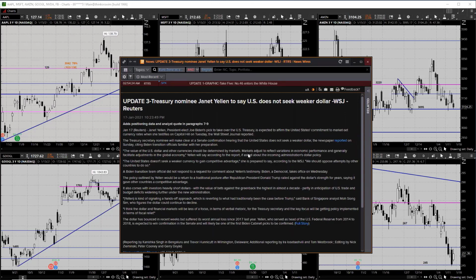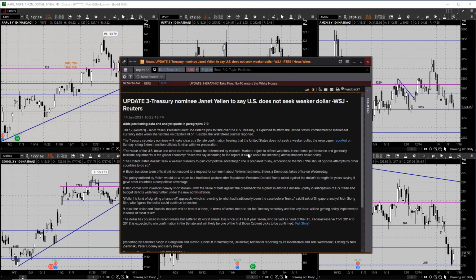It also comes with investors heavily short dollars, with the value of bets against the greenback the highest in almost a decade, partly in anticipation of U.S. trade and budget deficits. Yellen is kind of signaling a hands-off approach, which is reverting to what traditionally has been the case before Trump. Bank of Singapore analysts also figure the dollar would continue to decline.